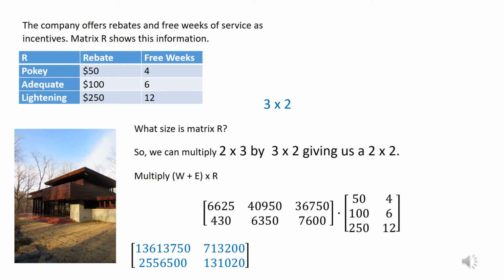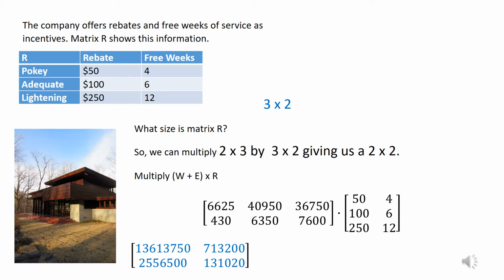Now, since matrix R is a 3 by 2, I can multiply W or E or W plus E by R if I multiply in the order of the 2 by 3 multiplying the 3 by 2. I can only multiply matrices if the columns of the first match the rows of the second. So if I take W plus E, which is a 2 by 3, and I multiply in the order W plus E times R, where R is a 3 by 2, I will get a 2 by 2 matrix as a result.